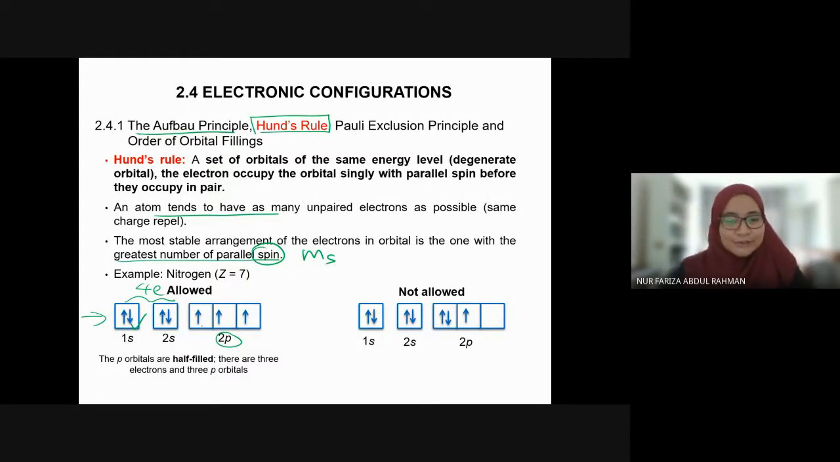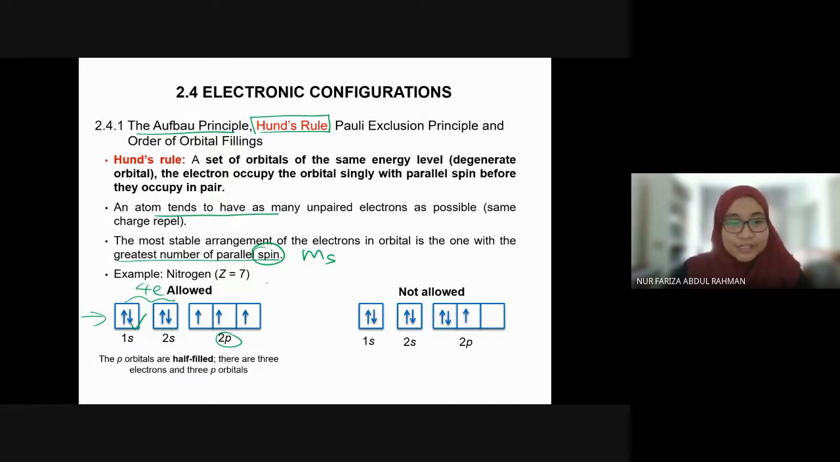Alright, so we have to use up the 2p orbitals. How do we fill up these 2p orbitals? Remember, it's all about repulsion. So how do we reduce the repulsion? The best way is to fill up the orbitals singly. Singly first. Then only, if there are extra electrons, we go for pairing.